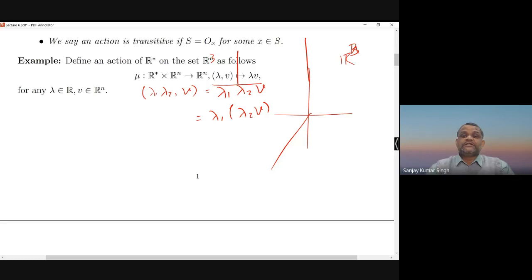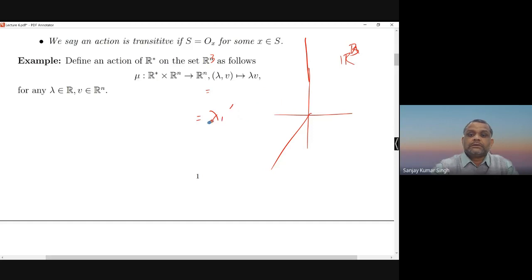So of course this gives you an action of R star on R3. Now I want to compute the orbit of any point in R3. So for example, if you take the point 0, 0, 0, what is its orbit? I denote the orbit this way. This is the notation for orbit.